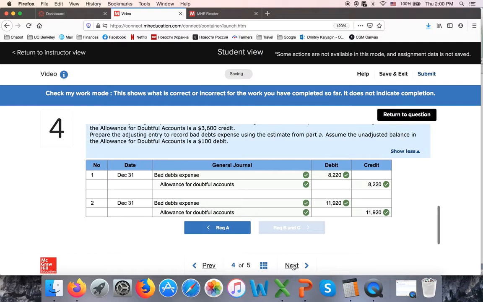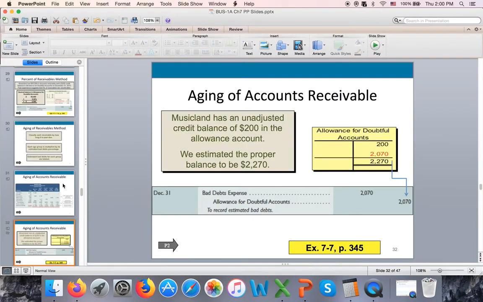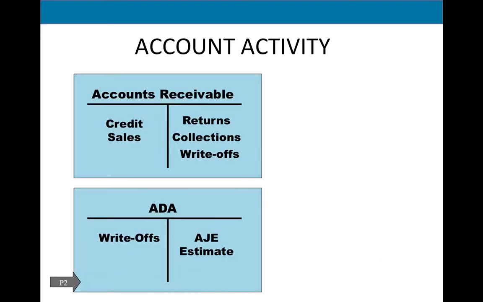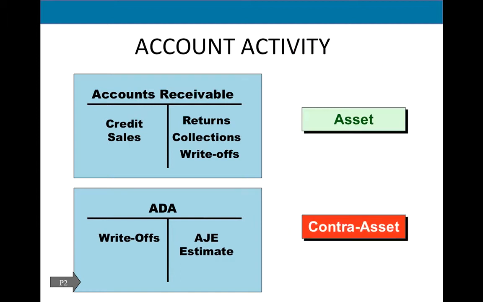Okay. So that pretty much, guys, concludes our discussion of accounts receivable. I like this summary. Accounts receivable is an asset, ADA is a contra asset. Look right here, when we sell on credit, AR is increased. When we accept returns, or when we collect, or when we write off the actual bad debt, we will credit this account. ADA, when we adjust, we credit it. When we write off, we debit it.